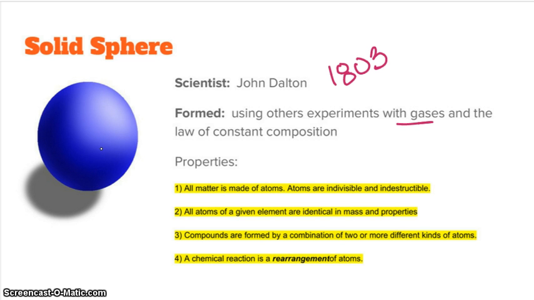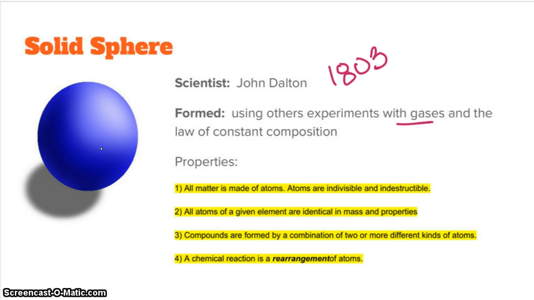He came up with 4 postulates, or 4 properties, that he said an atom must have. First off, all matter is made of atoms. Atoms are indivisible and indestructible. 2, all atoms of a given element are identical in mass and properties. 3, compounds are formed by a combination of 2 or more different kinds of atoms. And 4, chemical reaction is a rearrangement of atoms.